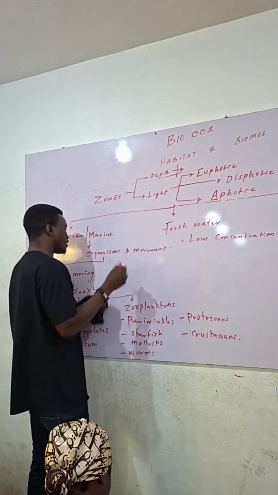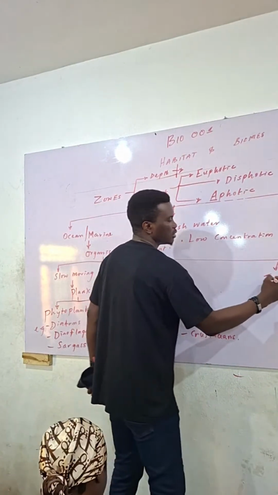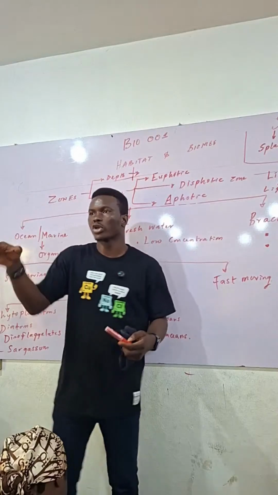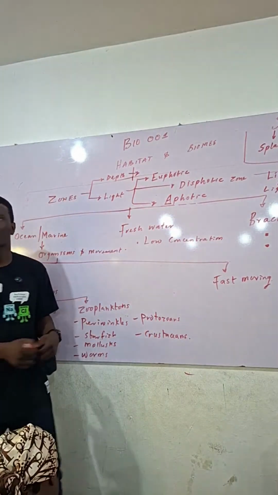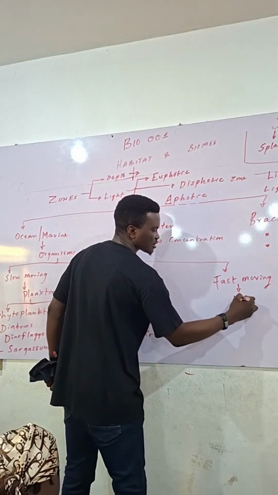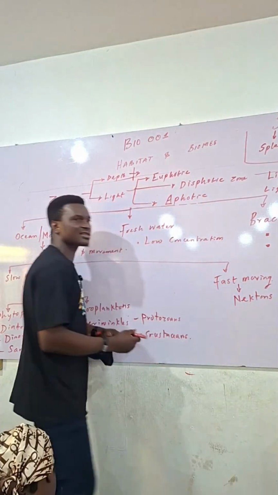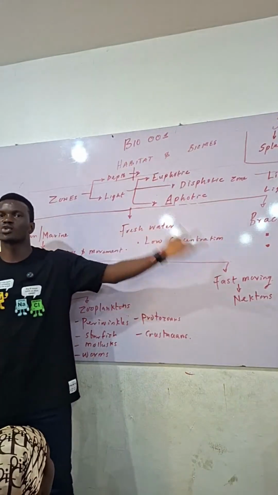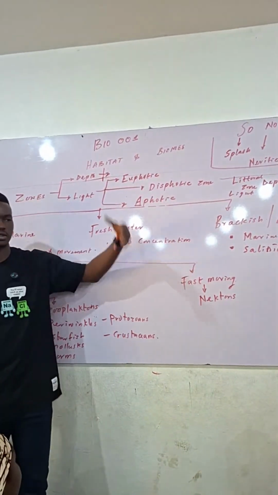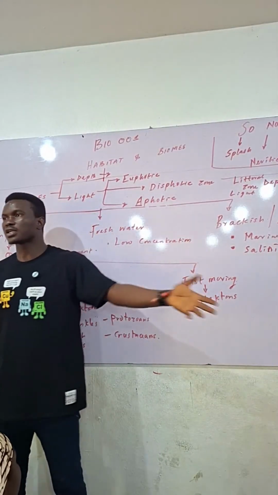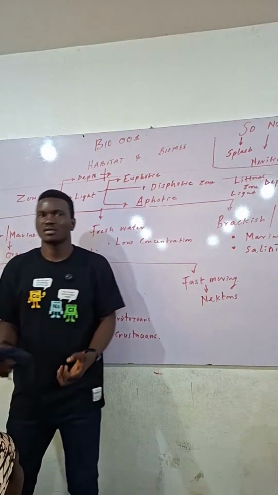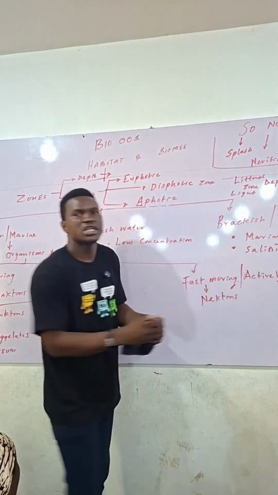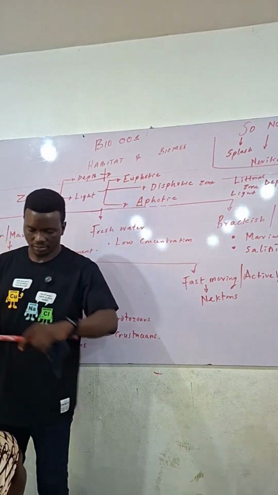So some animals are fast moving. They move very fast on the water. So they swim very fast inside the water. So we call them fast moving animals, and those ones are called nectins. Is that taken? That was what they asked last year. So in the options, you have phytoplankton, you have zooplankton, you have nectins, and so on. So your answer would be nectins, the ones that move actively in water. They are very, very sharp, so they move very fast.